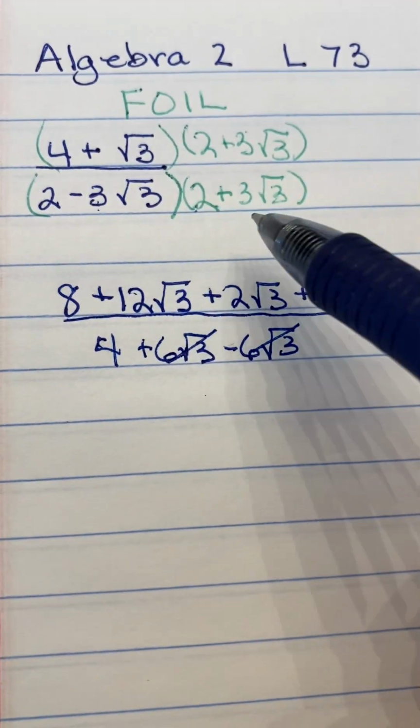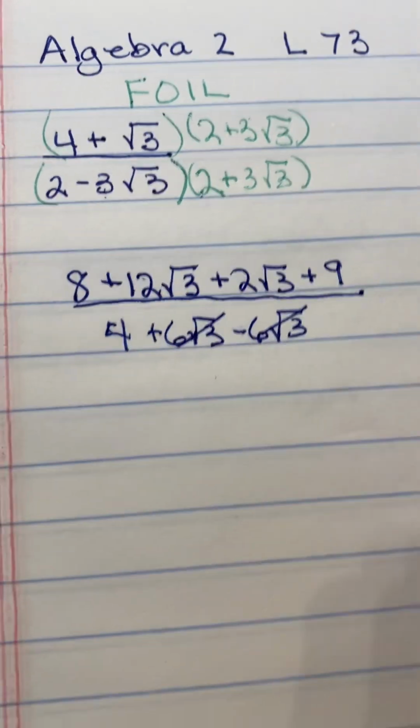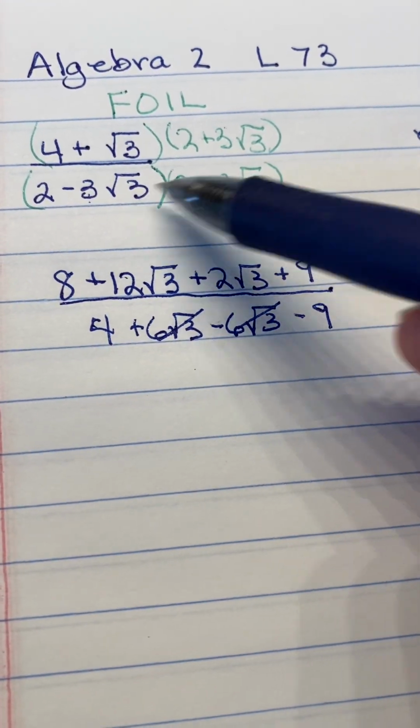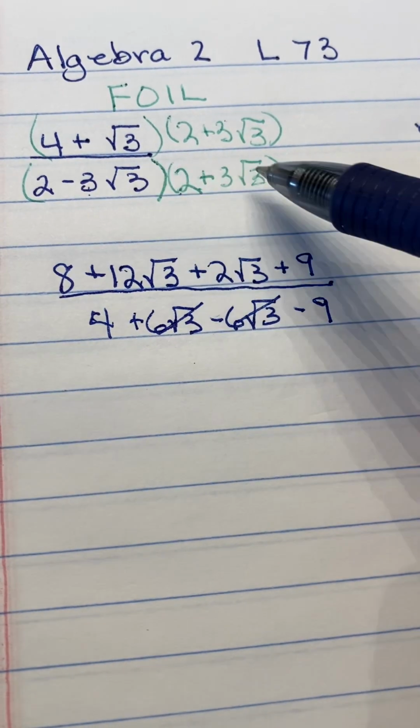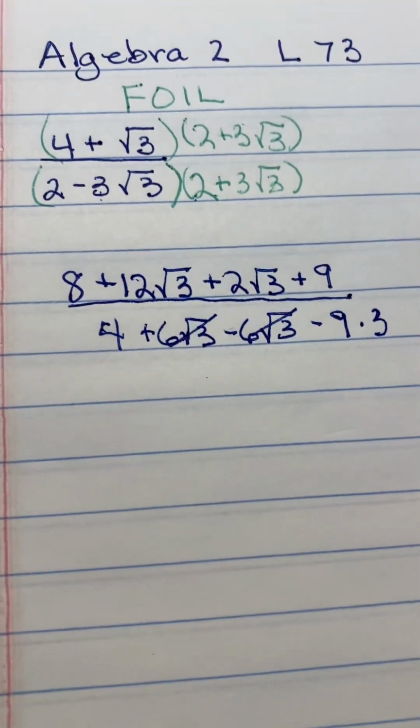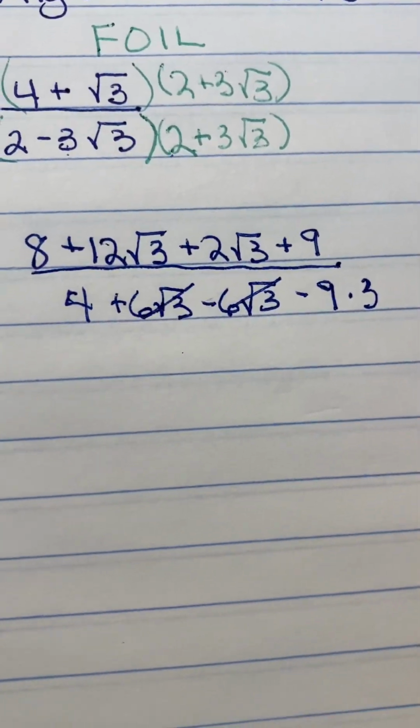Then the last in our FOIL, we have a negative times a positive, which would be a negative. We multiply the front numbers, 3 times 3, which is 9. And we multiply the radical numbers. Square root of 3 times square root of 3 is another 3. I'm just going to multiply it and put it down like that.